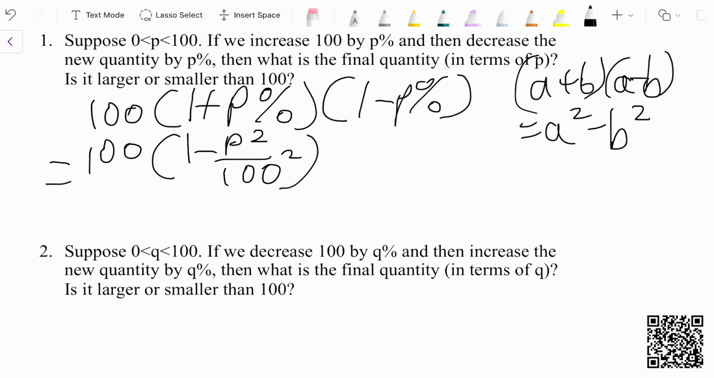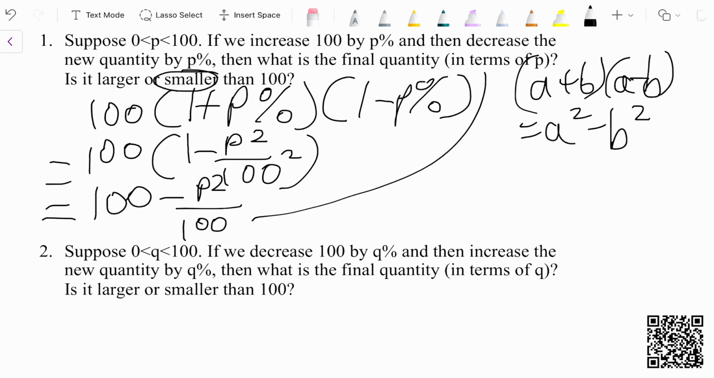And once again, we use our handy dandy distributive property. 100 times 1 is just 100. And then 100 times p squared over 100 squared is minus p squared over 100, because that just gets rid of one 100. And since p is a positive number that is less than 100, when we subtract a positive number from anything, it's going to get smaller. And 100 is no exception. So it's smaller than 100, and the final quantity is this.